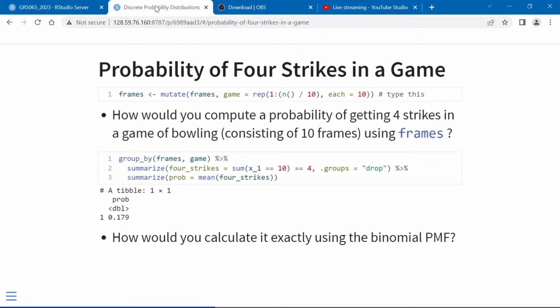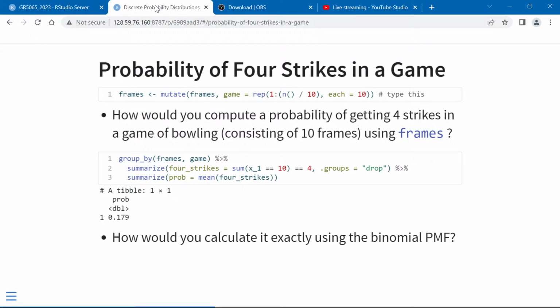If we then ungroup, and so now we're dealing with these 1,000,000 values of 4 strikes, then we can simply compute the proportion of games in which this bowler, according to our model, got exactly 4 strikes, no more, no less, comes out to about 0.179 in this case.